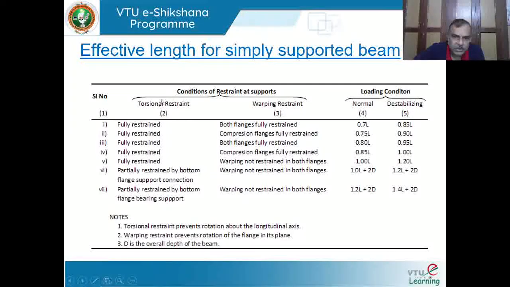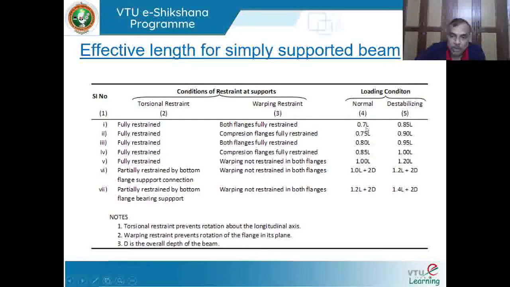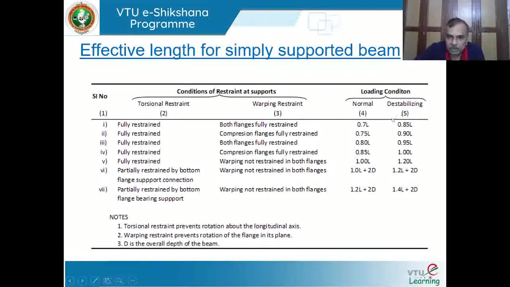If you take the torsional restraint and the warping restraint, as I mentioned, there are two parameters in the formula. So if it is fully restrained as far as the torsional restraint is concerned, and as far as the warping restraint is concerned, both flanges are fully restrained. If these two conditions are satisfied, then depending on the type of loading, whether it is a normal loading or a destabilizing type of loading, the effective span changes. Here a constant load comes into picture. Kindly see the effective span of the compression flange: the unsupported length of the compression flange times 0.7 as far as the normal loading situation is concerned. Otherwise it is 0.85L.